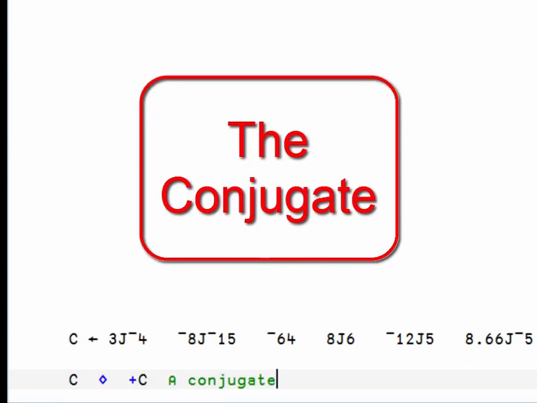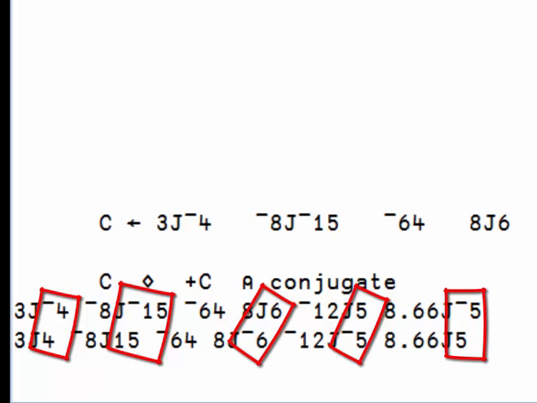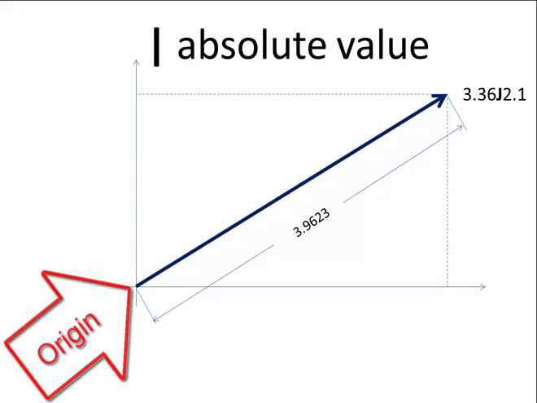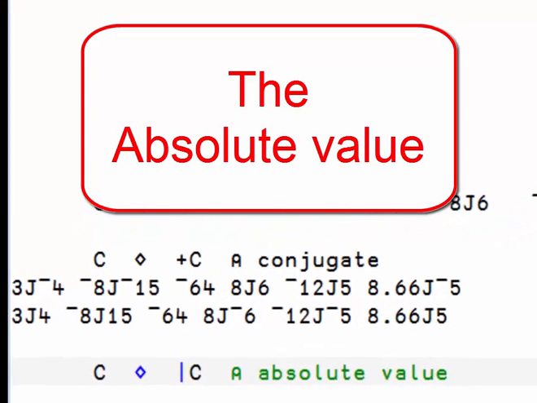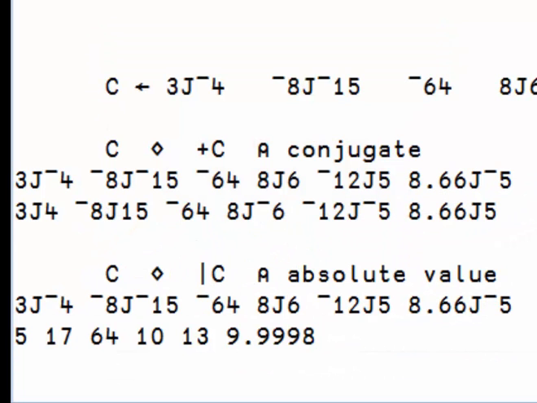So let's define those. And here's the conjugate. The conjugate will simply change the sign of the imaginary part. The absolute value. This is the distance between the number and the origin. This is the origin right there. Now here's the absolute value. Again, we have the numbers and their absolute value.